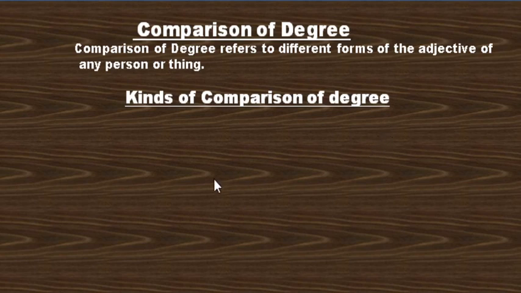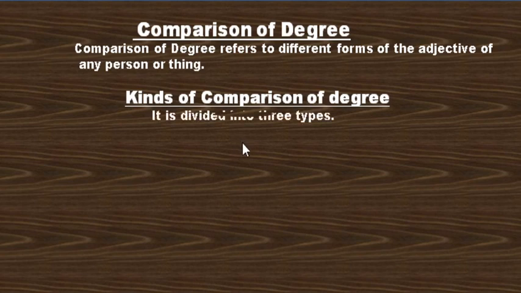So what does it mean? That means comparison of degree means you are comparing any noun or pronoun using different forms of adjective. So you are comparing, that means you are using qualitative characteristics. You are using different forms of adjective to compare anything. It may be a person or it may be anything.